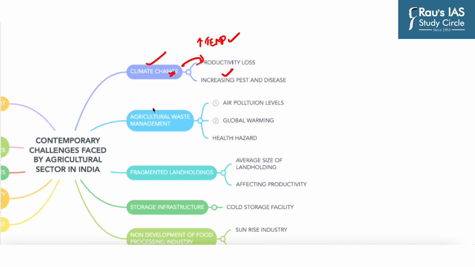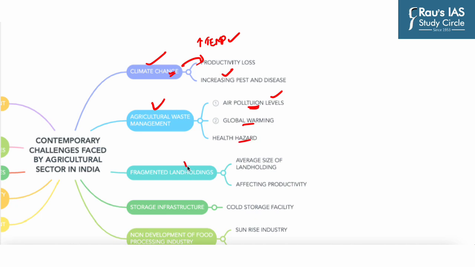Second challenge is agricultural waste management. How? As crop residue burning in northern states increases the air pollution levels. The best example of this is stubble burning near Delhi and NCR region, deteriorating the air quality index of that region. Also, high pollution level in air will further contribute to global warming and create health hazards.